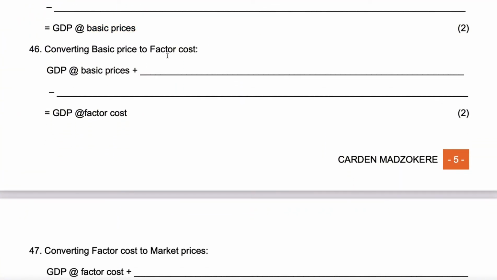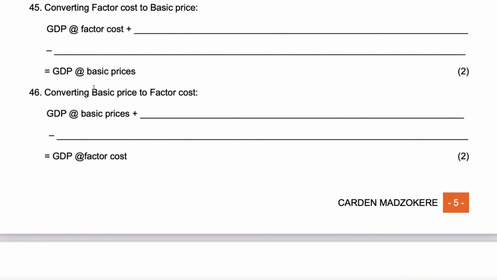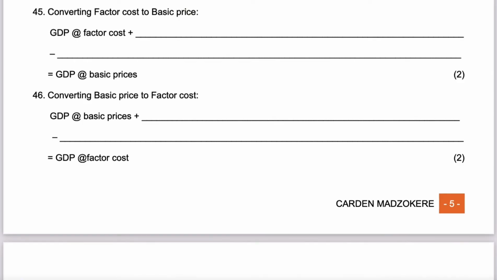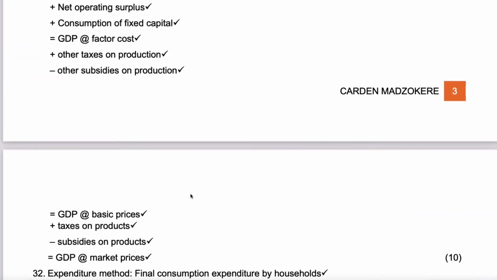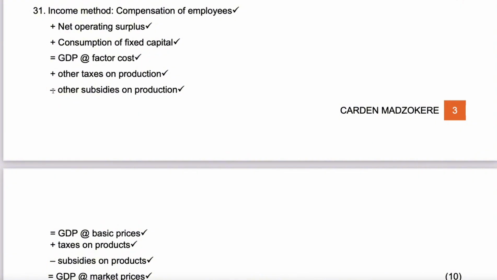Now, how would you go back? Look here, it says factor to basic. Now basic back to factor. What you would do in that scenario is you would have to flip the signs. So if what took you from factor to basic was adding taxes and subtracting subsidies, if you want to go back, now you have to flip the sign. So now you have to add subsidies and you have to subtract taxes. Okay, it's as simple as that.